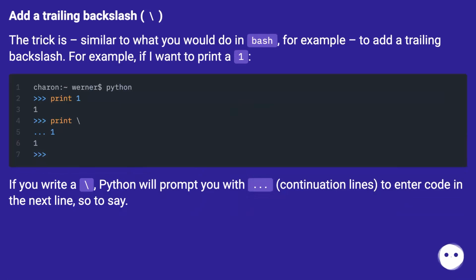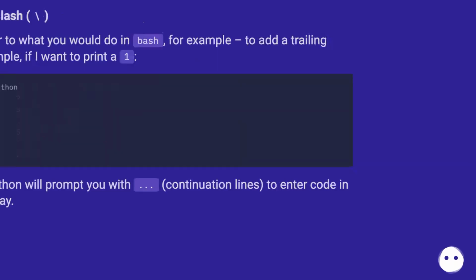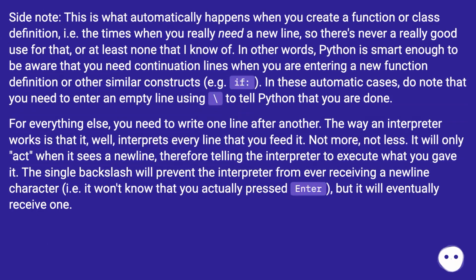Add a trailing backslash. The trick is similar to what you would do in Bash, for example, to add a trailing backslash. For example, if I want to print a 1. If you write a backslash, Python will prompt you with ... continuation lines to enter code in the next line, so to say. Side note, this is what automatically happens when you create a function or class definition, i.e. the times when you really need a new line, so there's never a really good use for that, or at least none that I know of.